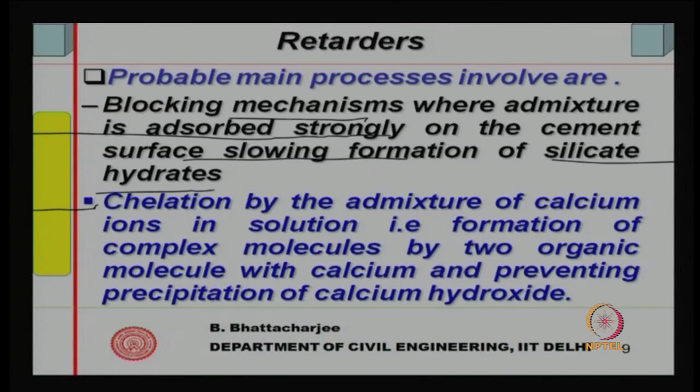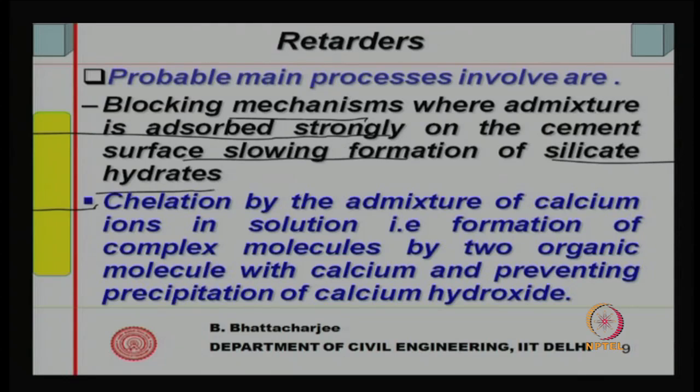A second mechanism could be selection by admixtures of calcium ions in solution. Basically, organic molecules can form a complex with calcium ions. So, the organic compounds in the retarder can form a complex with the calcium ion and therefore prevent precipitation of calcium hydroxide. So, calcium hydroxide precipitation is prevented. Now, if calcium hydroxide cannot precipitate, therefore the reaction cannot go on.